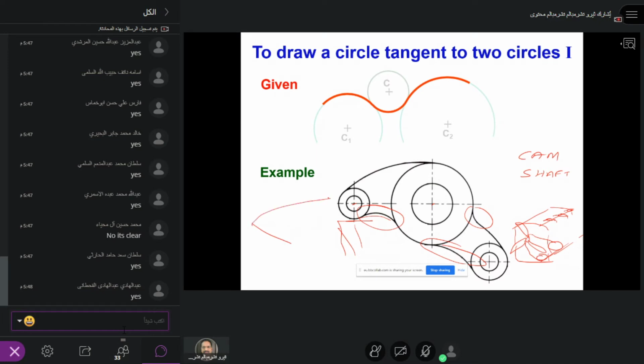I designed a cam like this. This cam will move and slide something, so it will run and do some work. Later you will learn that. Right now we just try to understand how to draw the arcs, because as you see, the cams are made up of arcs. The slide will slide on the arc to do some work. All right, how to do this?